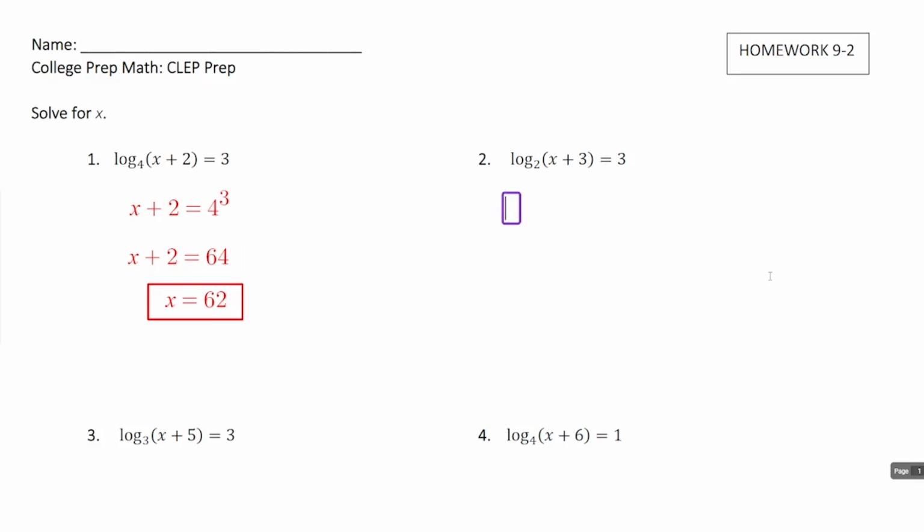This next one, the original argument or input was x plus 3, and the base is 2, the exponent is 3. So see how it's set up basically exactly like number 1. But anyway, 2 cubed is going to be 8, so we can rewrite this as x plus 3 equals 8. Then we can subtract 3 on both sides, and we end up with x equals 5. So that's our solution for number 2.